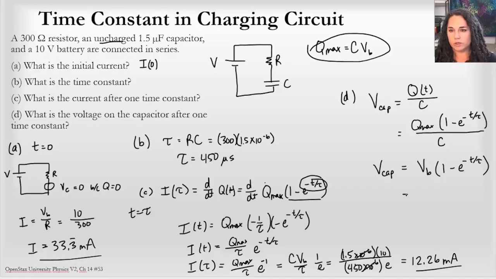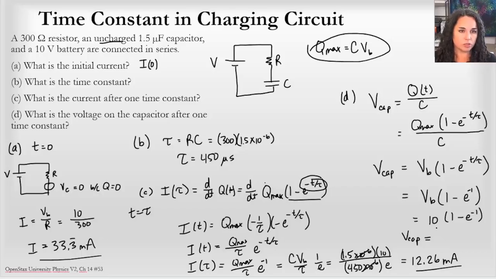Okay, so if I want one time constant, I'm going to have the voltage of the battery times 1 minus e to the negative first power, and you can plug that in. When I plug that in, voltage of the battery, I get 10 times 1 minus e to the negative first power. E is just a number, and when you run this through your calculator, the voltage at one time constant is going to equal 6.32121 volts.